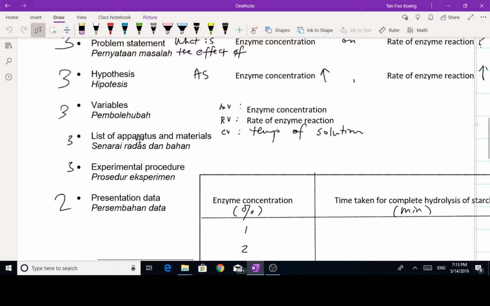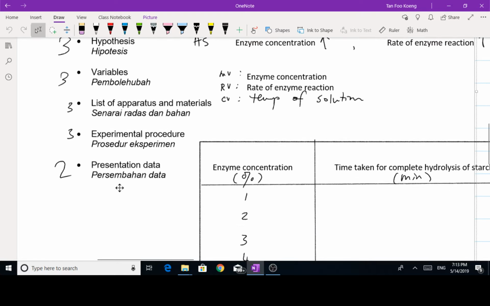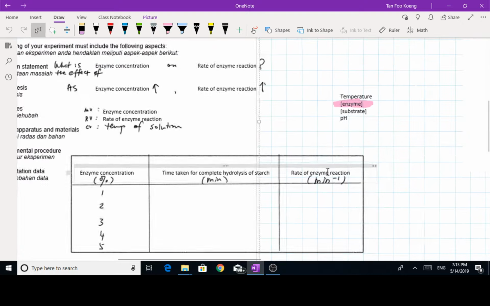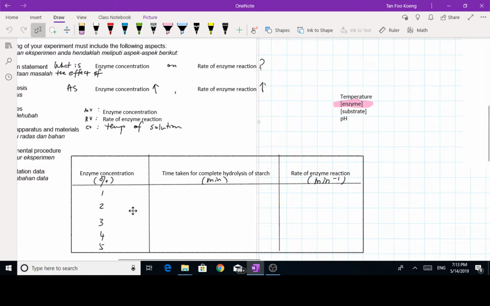Then I'm going to skip the list of apparatus and materials here and experimental procedure. Let's look at the presentation of data straight away. So remember, there should be MV, RV. So always make it a habit to have 3 columns. The enzyme concentration, the unit is %. The time taken for complete hydrolysis of starch, let's say if in this experiment we use starch and amylase, so the time taken is measured in minute, and the rate of enzymatic reaction is per minute. And then don't forget to put a value for your MV here because this is predetermined in your experiment. So straight away you get another 2 marks. Okay, title with the units 1 mark, and then MV 1 mark.